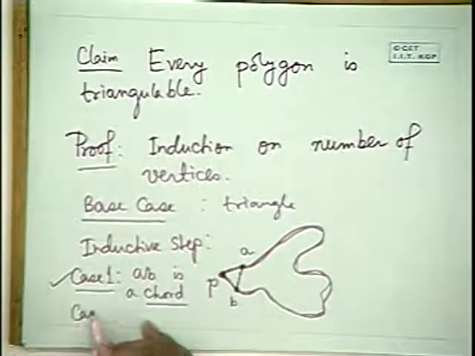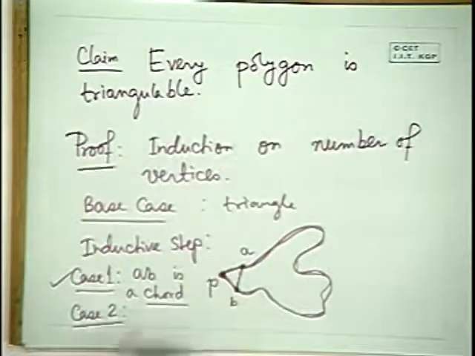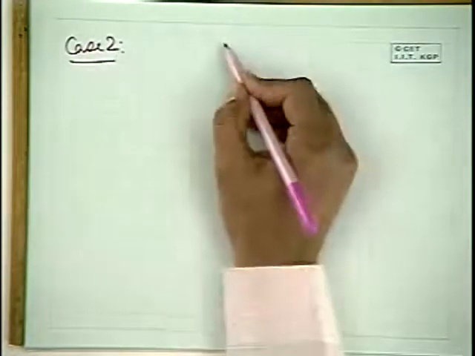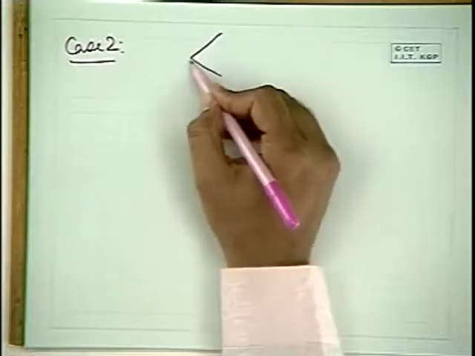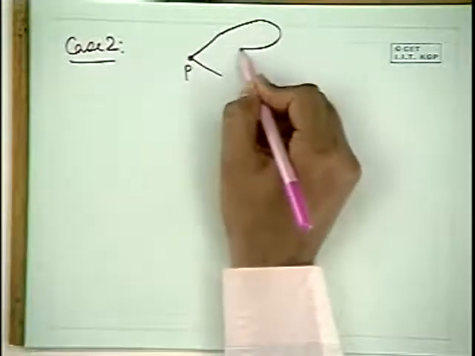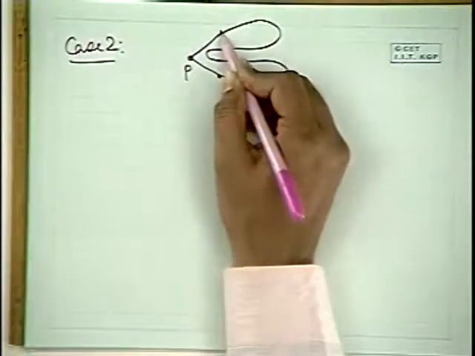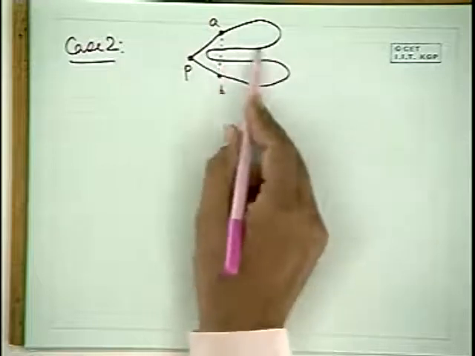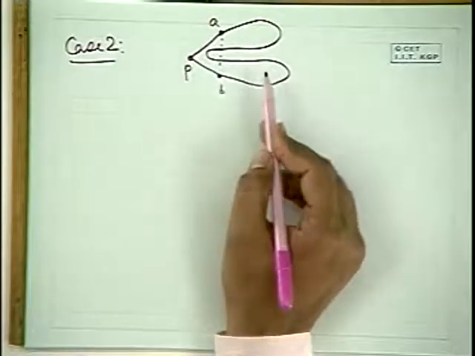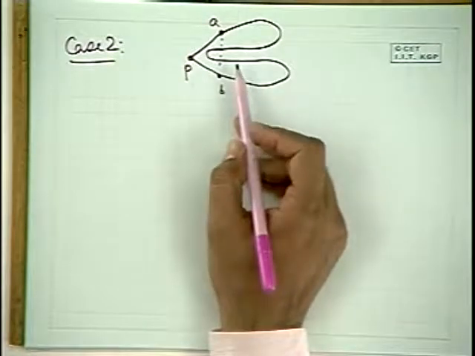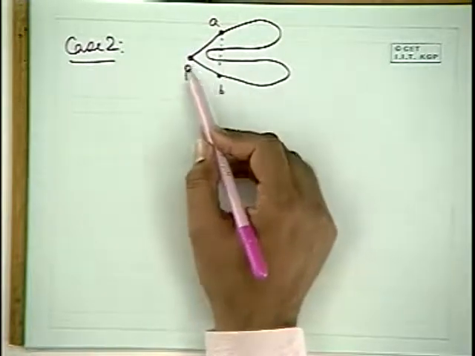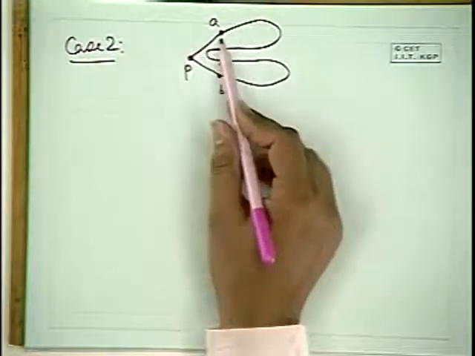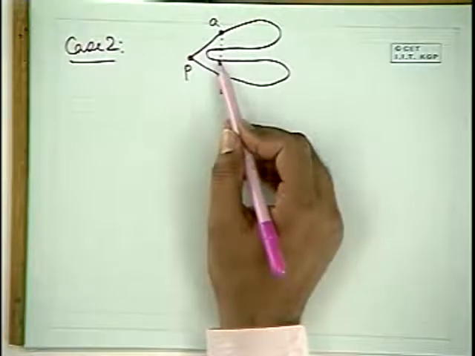What is case 2? Let me draw another picture. So here is case 2. Case 2 is this, that there is a leftmost vertex P, but the polygon itself comes inside the chord AB. So if I try to draw the chord AB, it intersects the boundary. So in this case, I cannot say anymore that PAB is a triangle, take it out and triangulate the rest, because that's not valid now. Because PAB is a triangle, but it is intersecting the boundary itself. You cannot take it out.